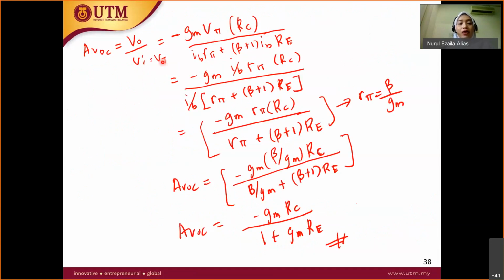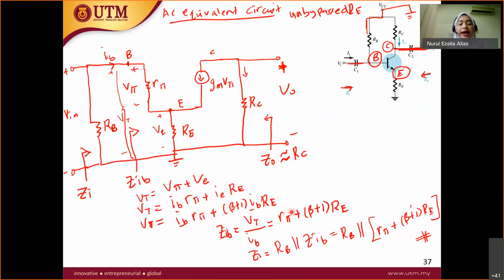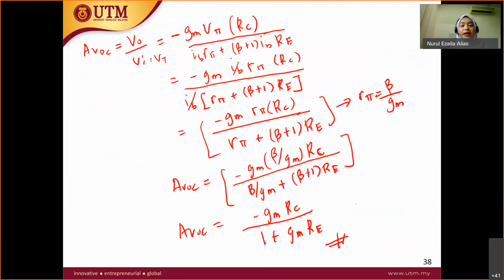Okay. And then how about the V in? Since I have derived this, it will be easier for you later, because V in is equal to the VT, the V total. V in is equal to the voltage across RB as well as the voltage total from base to the ground, since it is in parallel. So you have the equation here, you just plug in and then you simplify it. Finally, you get AVOC equals negative gm RC over 1 plus gm RE.